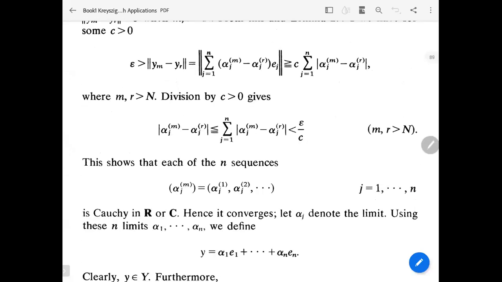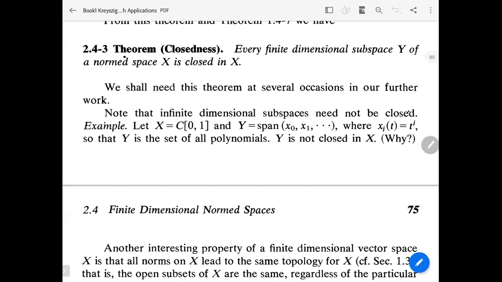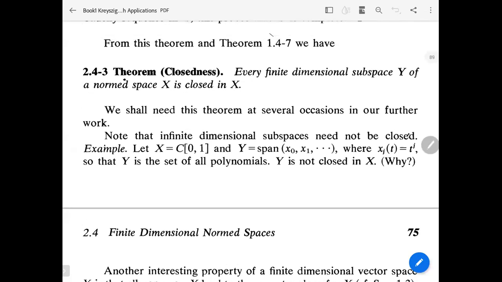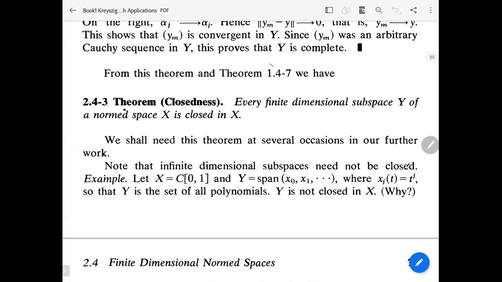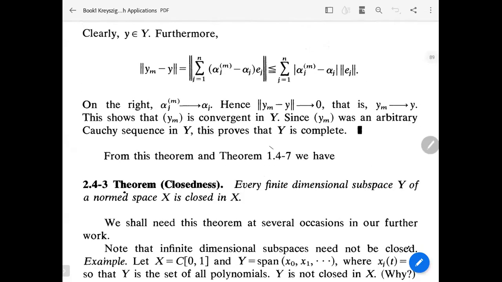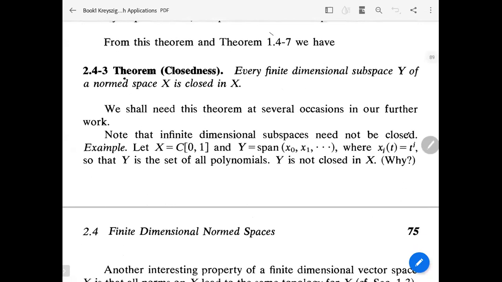2.4.2. 2.4.3, every finite dimensional subspace Y of a norm space is closed. Remember, in a metric space, if the metric space is complete, then a subspace is complete if and only if it is closed. Using that and the previous result, you can show that every finite dimensional subspace Y of a norm space is closed. So it is a corollary of the above result and that result in metric spaces about the completeness of the subspace.